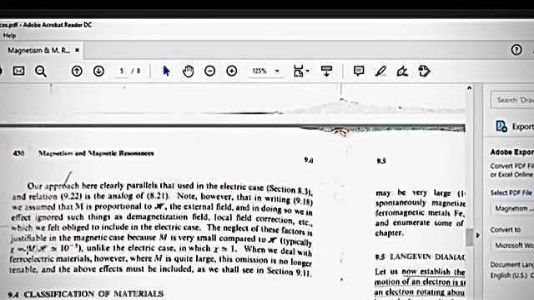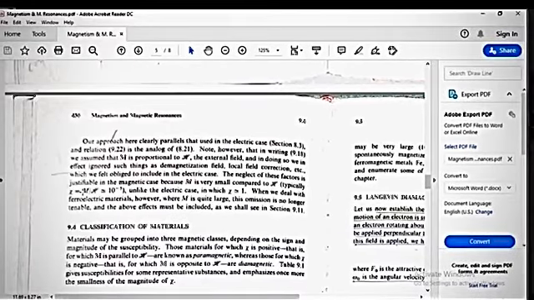In the electric case we saw that chi is of the order of 1, but here chi is of the order of 10 to the power minus 5. So when we deal with ferroelectric materials, however, where m is quite large, this omission is no longer tenable, and the above effects must be included, as we shall see in that section.